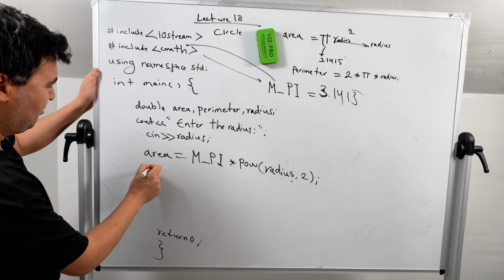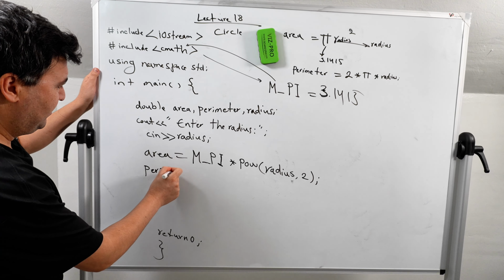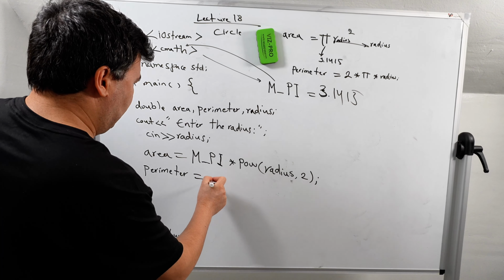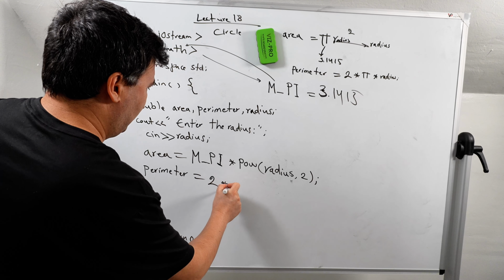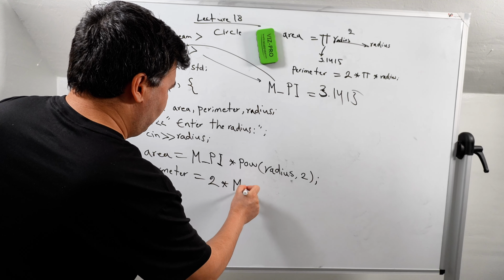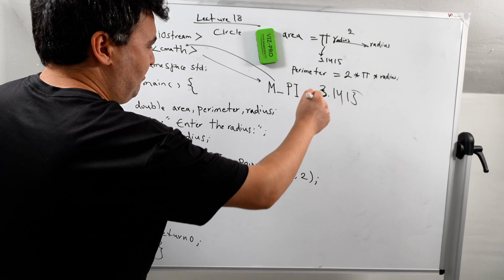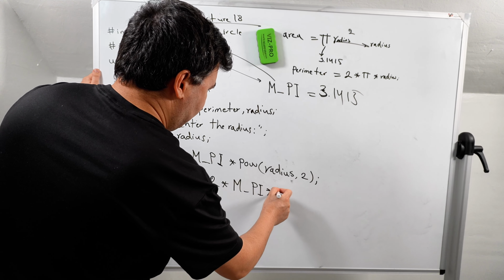And then we calculate the perimeter. The perimeter is equal to 2 multiplied by M underscore PI, and then multiplied by radius.